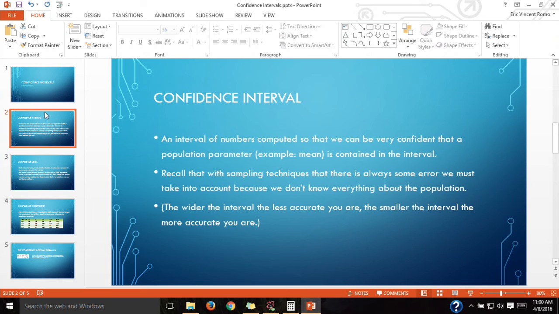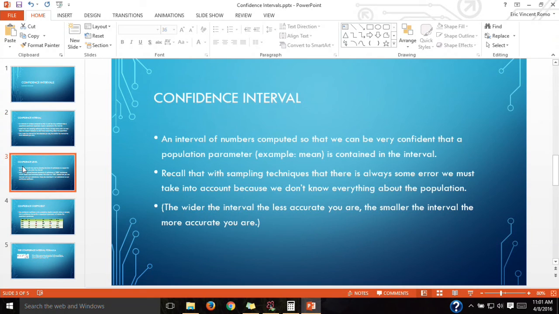Recall that with sampling techniques there is always some error we must take into account because we don't know everything about the population. So what we're really trying to say here is that if we do a confidence interval, we may be plus or minus away from the actual mean value. So we use confidence to tell how confident we are about our statistics.